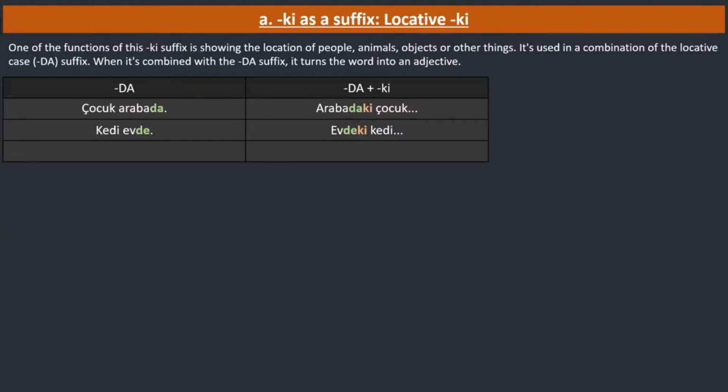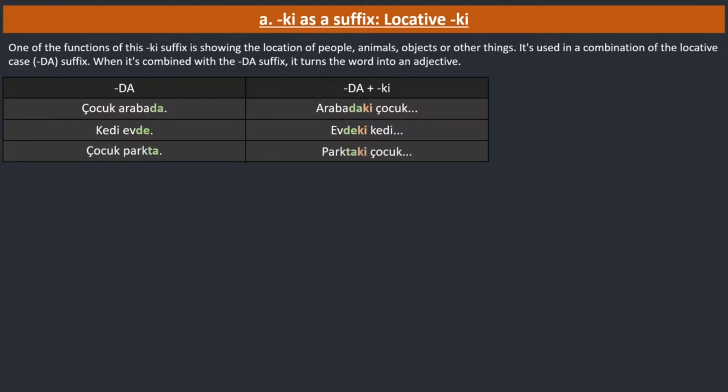Evdeki kedi çok tembel. You can complete the sentence, you can fill in the rest of this yourself. I'm just trying to show that when you put ki and da together, it turns into an adjective and describes the noun. This time, it's a noun like ev, de, at house. The cat is at house, but now evdeki kedi, the cat which is at home. Or simply the cat at home.